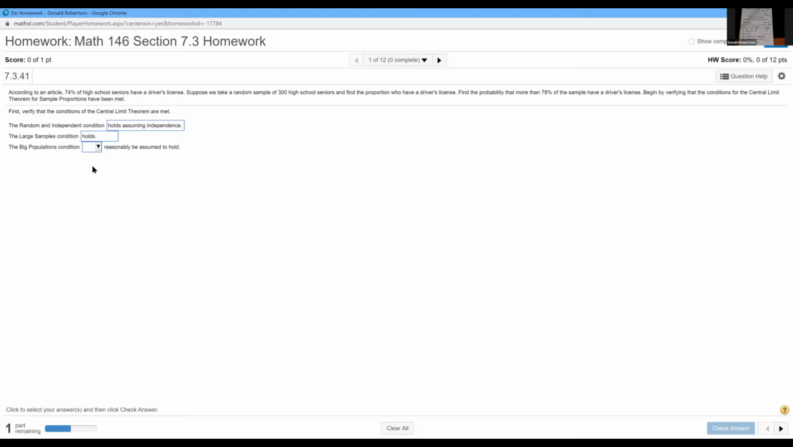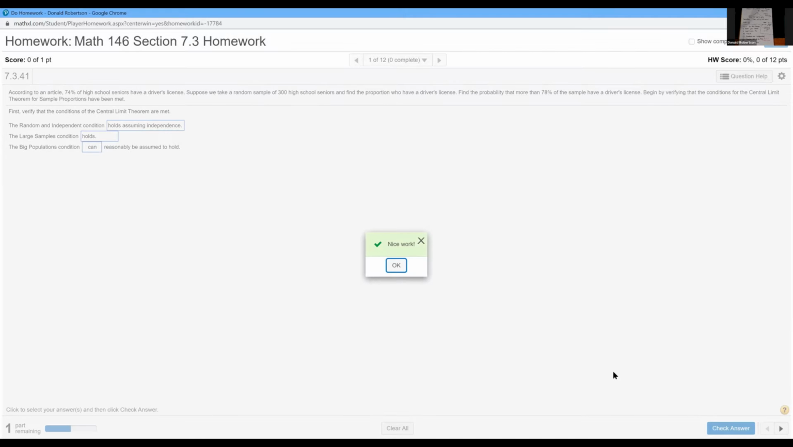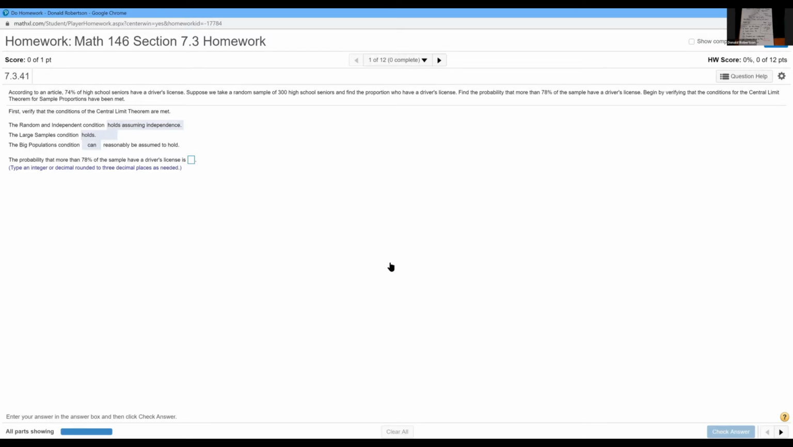Is it a big population? I think there's enough seniors in America to be a big enough sample population, right? So it holds. So it can be reasonably assumed. So you just fill in the words that say, yes, it's random. Yes, the sample's big enough. Yes, the population is big enough. And I better get a well done here. Does it say nice work? It says nice work for me. Okay, cool. Now it comes on to the next piece of the puzzle. What's the probability that more than 78% of your sample has a driving license?